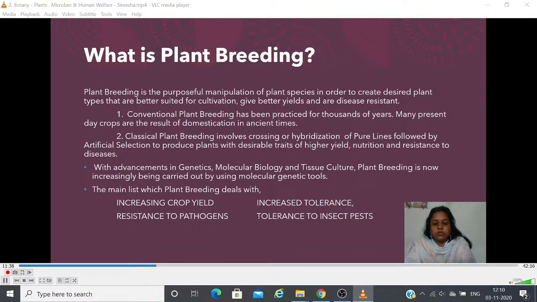And resistance to pathogens, that is, it can tolerate even if it is affected by virus or bacteria or fungi. And tolerance to insect pests. We know that in every crop some pests and insects will be there. If the insects spoil the crops, these plants should tolerate the insects. With the plant breeding technique, this problem is also solved. That is the tolerance to insect pests.